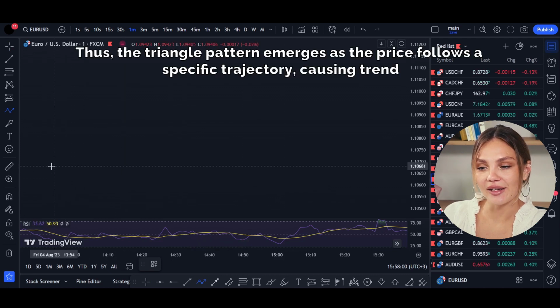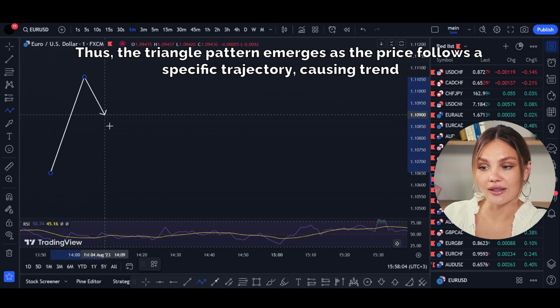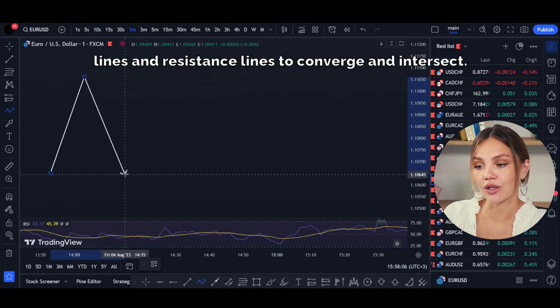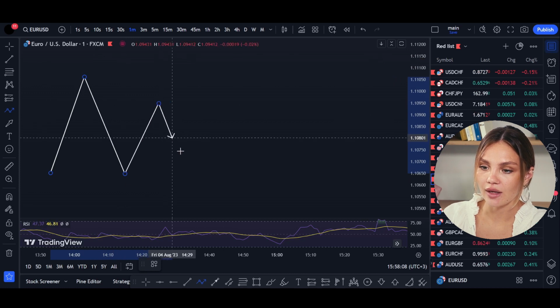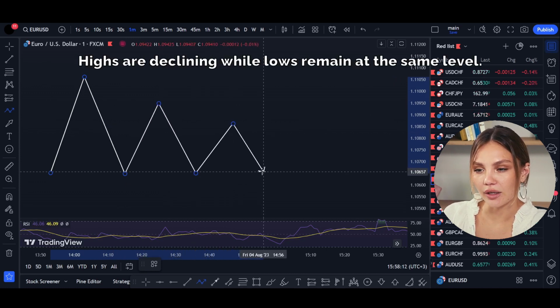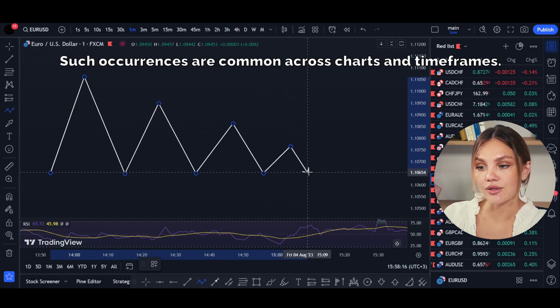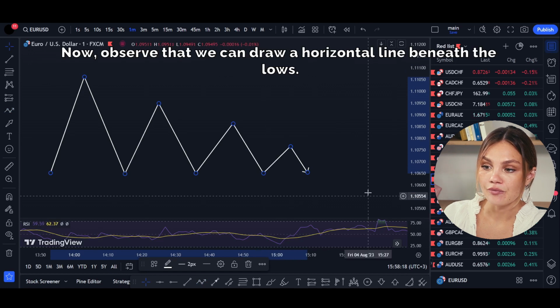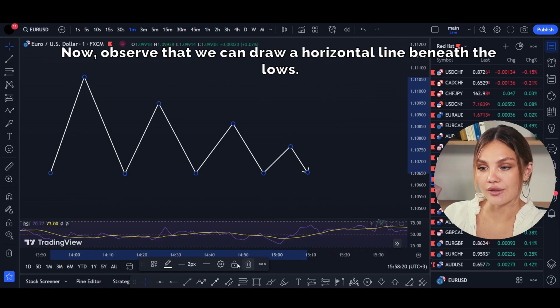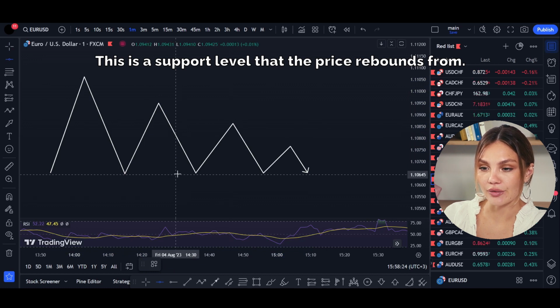Thus, the triangle pattern emerges as the price follows a specific trajectory, causing trend lines and resistance lines to converge and intersect. I'll sketch a typical price movement. Highs are declining while lows remain at the same level. Such occurrences are common across charts and time frames. Now, observe that we can draw a horizontal line beneath the lows. This is a support level that the price rebounds from.